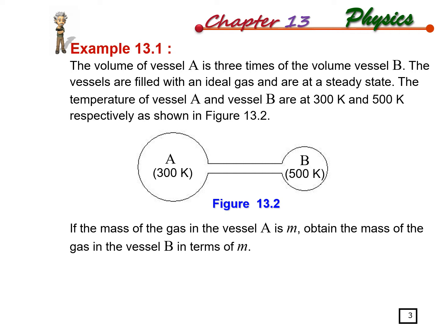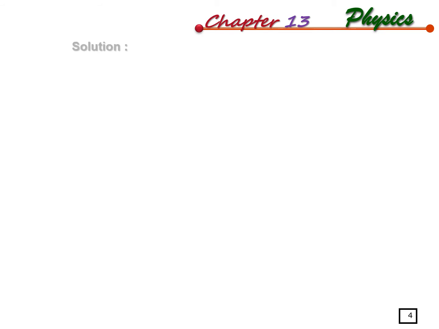The volume of vessel A is 3 times the volume of vessel B. The vessels are filled with an ideal gas and are at a steady state. The temperatures of vessel A and vessel B are 300 Kelvin and 500 Kelvin respectively, as shown in figure 13.2. If the mass of the gas in vessel A is m, obtain the mass of the gas in vessel B in terms of m. Alright, let us look into the solution.